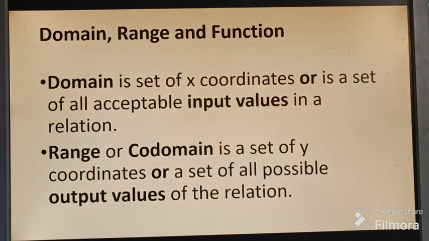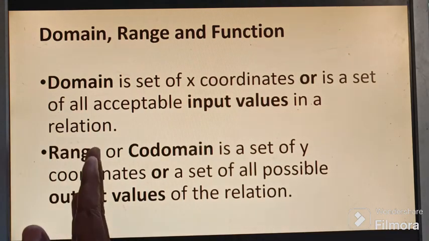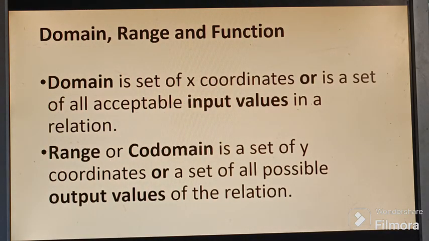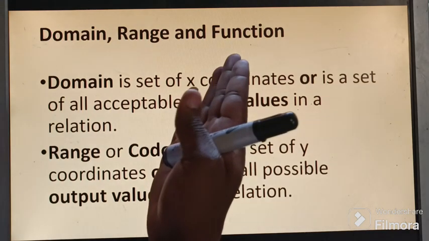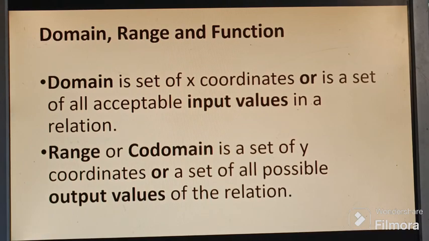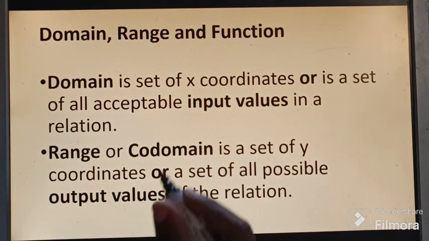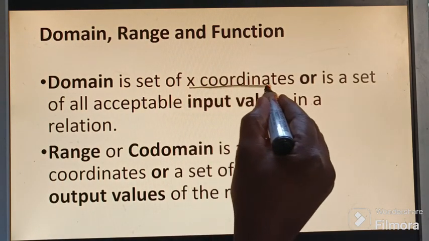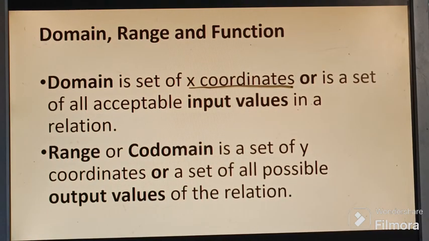Alright, finally, let's look at some other terms that we'll come across as we are discussing mapping and functions. Domain, range, and function. So the topic is mapping and functions. We have explained what mapping is, and now we are finishing by looking at the term function. So we're saying a domain is a set of x coordinates. Let's stop there. A set of x coordinates.